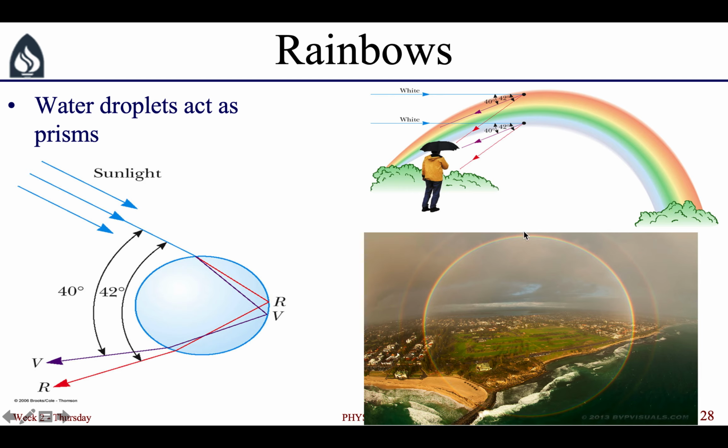Now, if you're up high, like in an airplane, you can see the full 360 of a rainbow, and you can sometimes even see a double rainbow, which is caused by the light having two reflections on the back of the raindrop. And that's why the second rainbow is always fainter than the first, because each of those reflections gives an opportunity for some of the light to escape out the back of the raindrop.